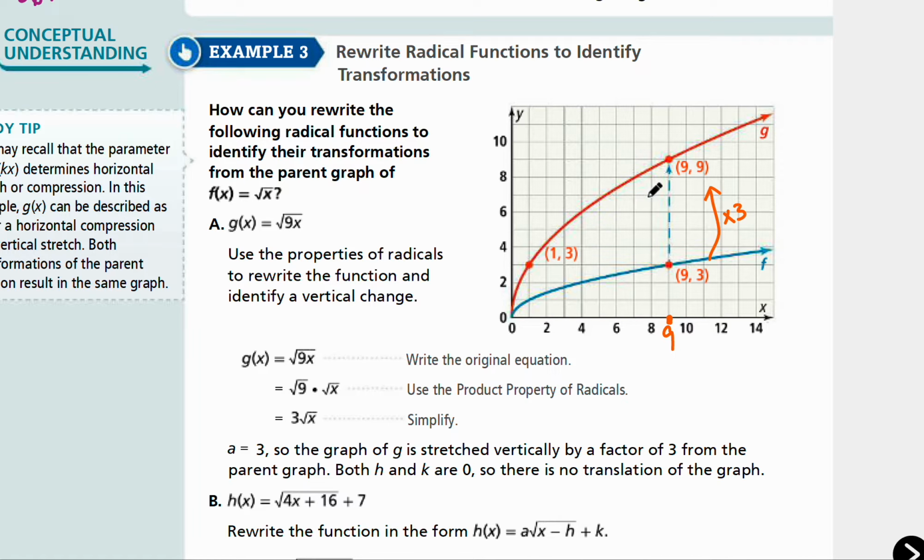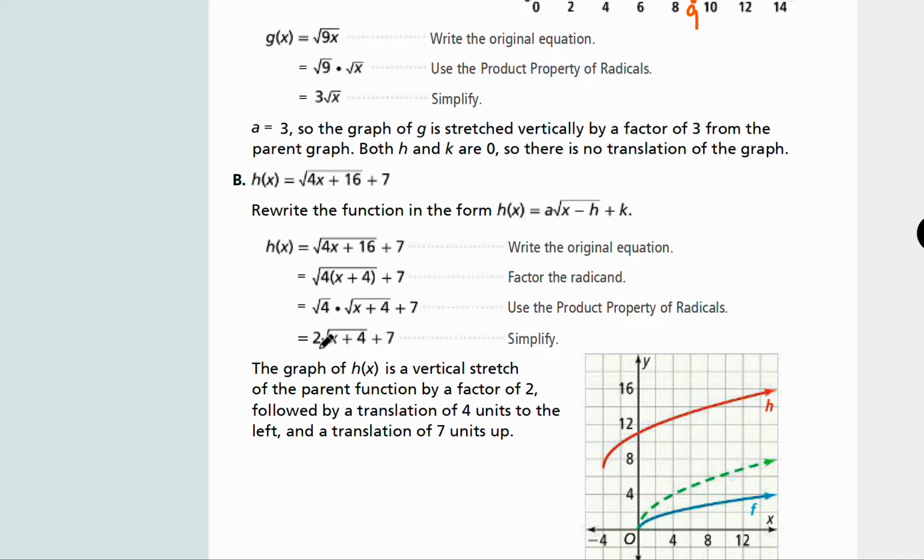Let's look at part B. What about h of x equals root 4x plus 16, and then plus 7? If you look at the form here, we don't have A, but we can factor out and change this form to figure out what A is, because we want 1x minus h for the radicand. So we're going to factor 4 out because that's the greatest common factor. We rewrite this into root 4 times root x plus 4, and root 4 is really 2. So then we have 2 times root x plus 4, and then plus 7.